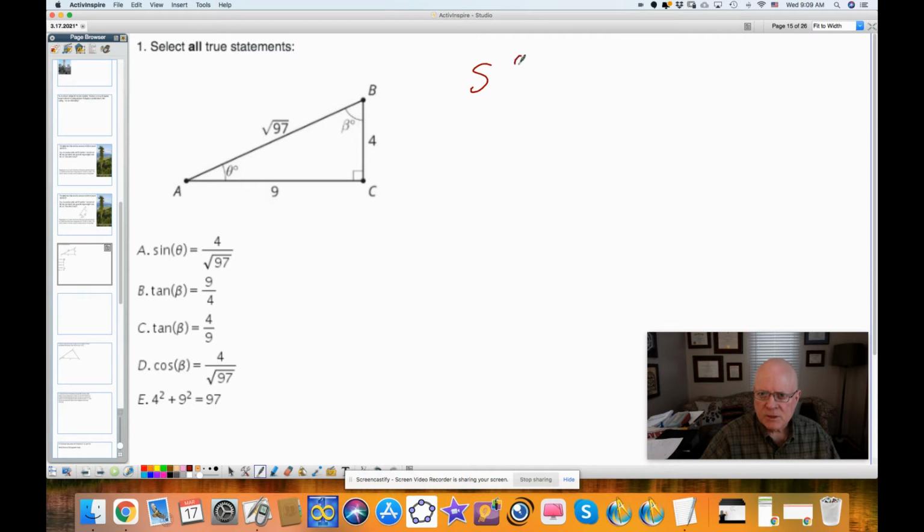SOHCAHTOA. The sine is the ratio of the opposite over the hypotenuse. CAH, the cosine is the ratio of the adjacent over the hypotenuse. And TOA, the tangent, is the ratio of the opposite over the adjacent.